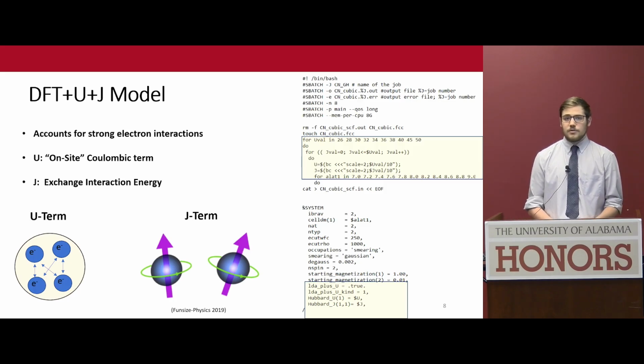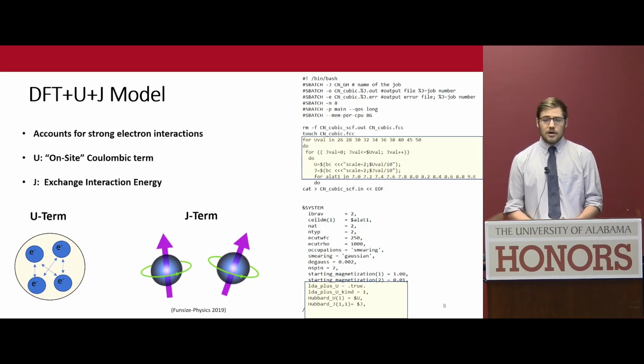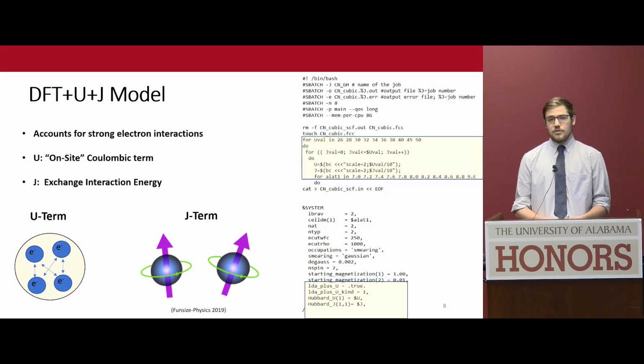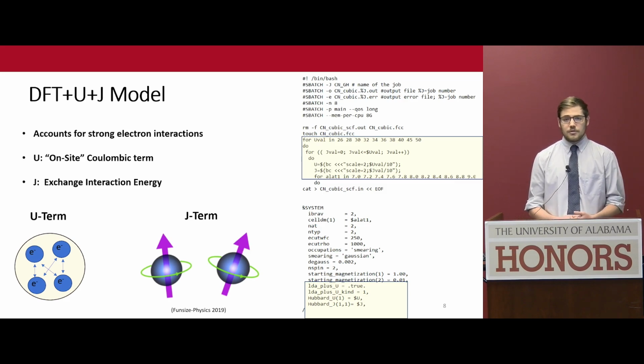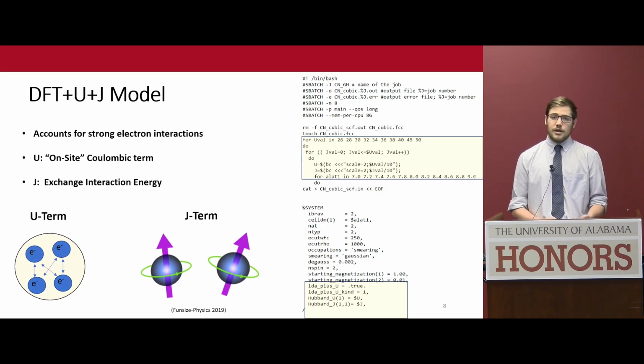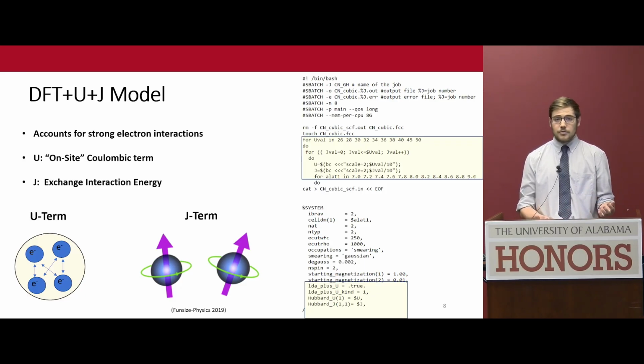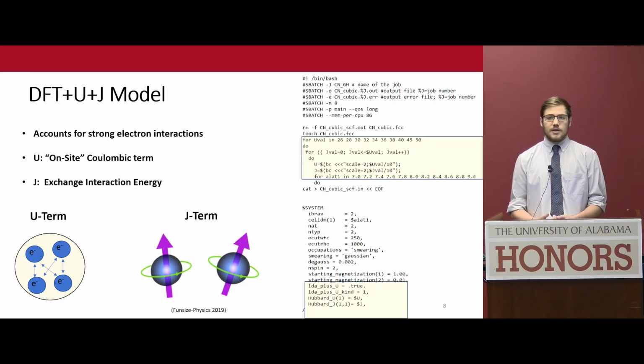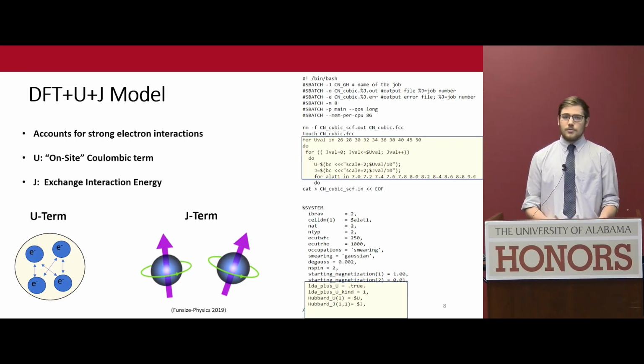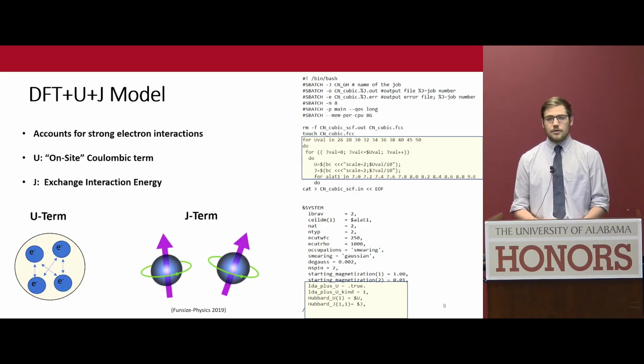So I mentioned we used an expanded DFT plus U plus J model. Standard analysis of these materials just uses DFT, or density functional theory, but other transition metal nitrides that have been studied are often considered highly correlated materials, so there are strong electron interactions that have to be accounted for. And to do that, we introduced two new energy terms during our calculations.